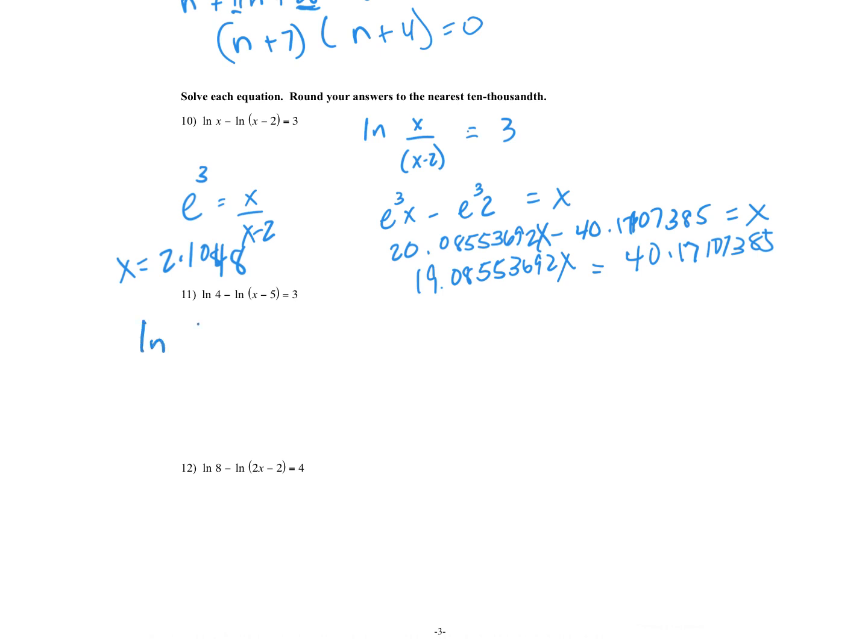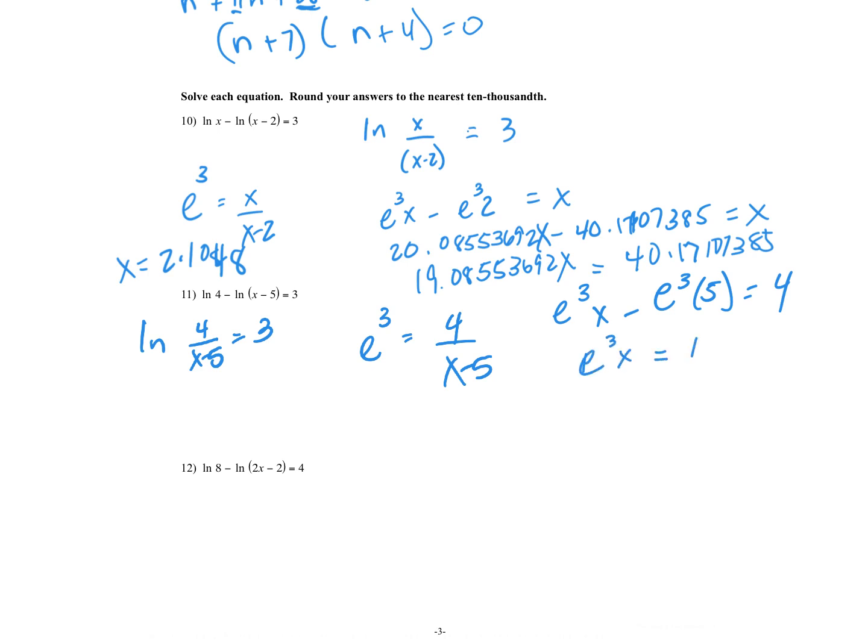Here's another negative, so it goes to division. So I'll change it to 1 ln before you can proceed, equals 3. That's another e to the 3 equals 4 over x minus 5. So you've got e to the 3 times x minus e to the 3 times 5 equals 4. And this one's a little easier because you're just going to leave the x alone. So when you add e to the 3 times 5 to the 4, you get 104.